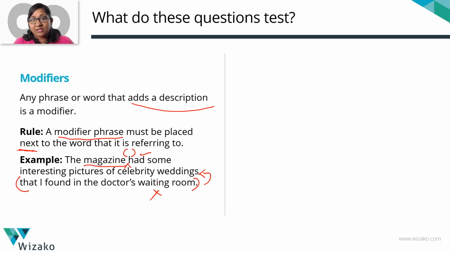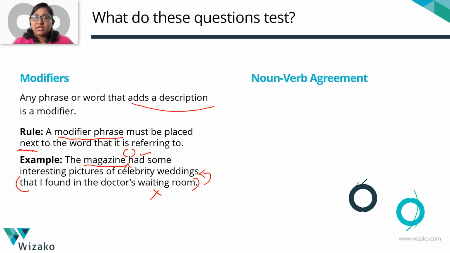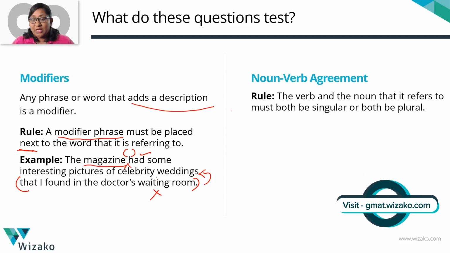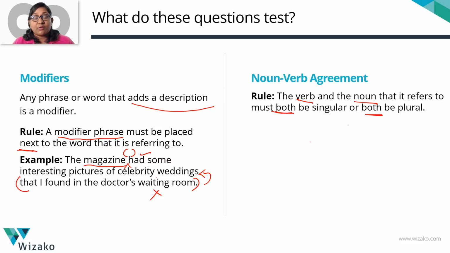Another rule that you need to learn, noun-verb agreement. What do we mean by noun-verb agreement? There's going to be a verb in the sentence. That verb is going to be pointing at a particular noun. That noun and the verb that is referencing that noun must both be singular or both be plural. The noun and the verb must agree in terms of number. Both should be singular, both should be plural. If one is singular and the other is plural, then you're looking at an incorrect sentence.